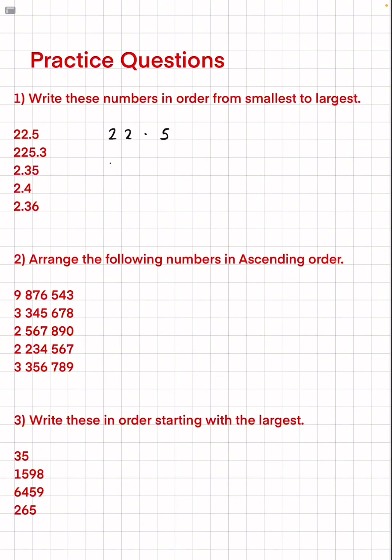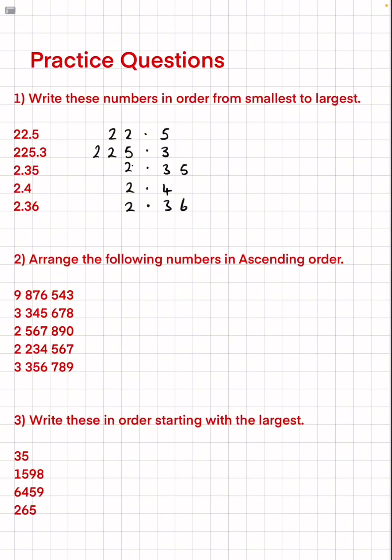22.5, 225.3, 2.35, 2.4, and 2.36. Now that all the decimal points are aligned, we can start by comparing the whole number parts first. We have 22, 225, 2, 2, and 2. 2 is smaller than 22 and 225.